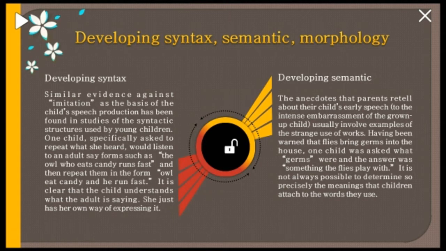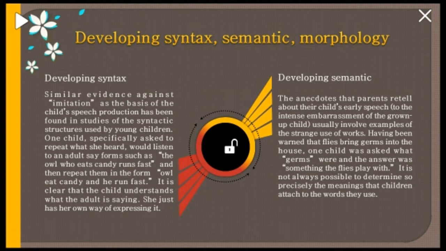The next is developing syntax, semantics, and morphology. Developing syntax: similar evidence against imitation as the basis of the child's speech production has been found in studies of the syntactic structures used by young children. One child, specifically asked to repeat what she heard, would listen to an adult say forms such as "The owl who eats candy runs fast," and then repeat them in the form "Owl eat candy and he ran fast." It is clear that the child understands what the adult is saying. She just has her own way of expressing it.